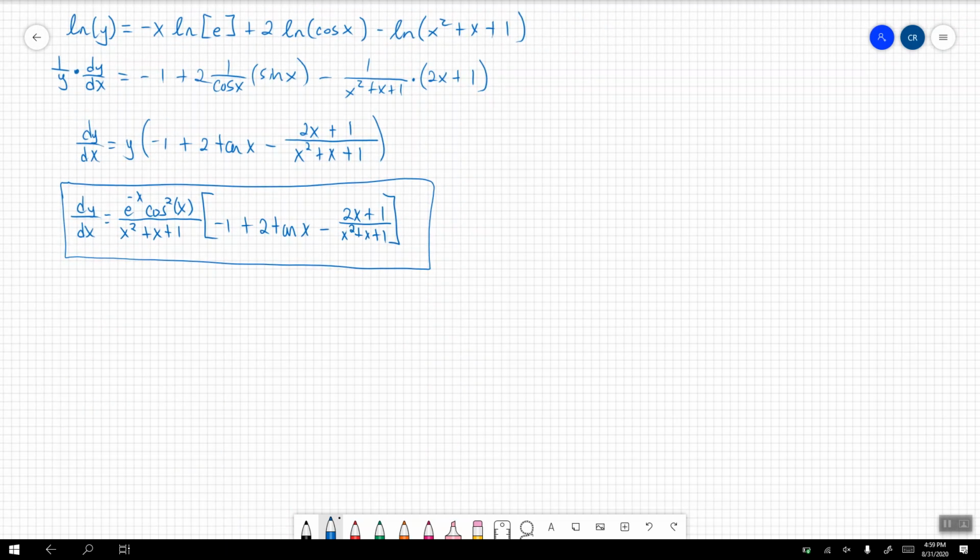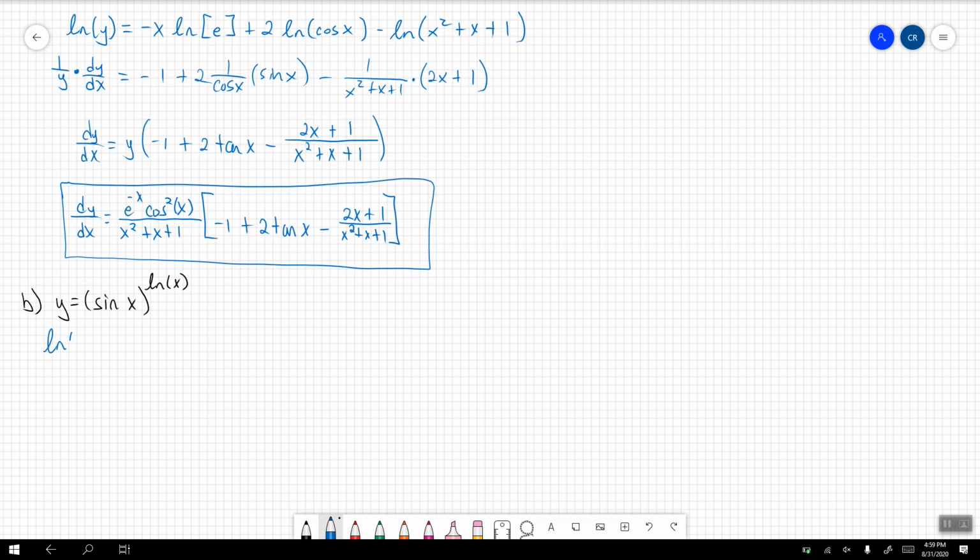Okay, so let's go with part B. So here we go, part B. We want to differentiate y is equal to sine of x raised to the power of natural log of x. And we're going to do the exact same process here. Since we have this exponent and this base that both have variables, we want to use logarithms to break this down.